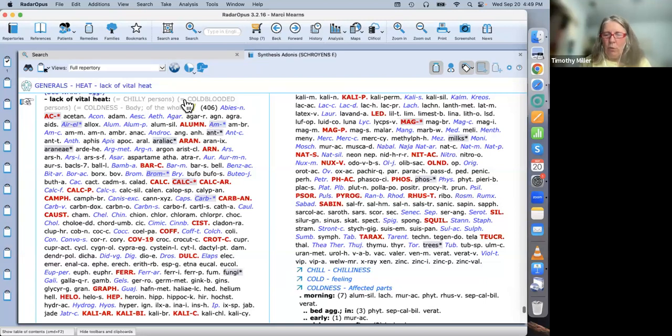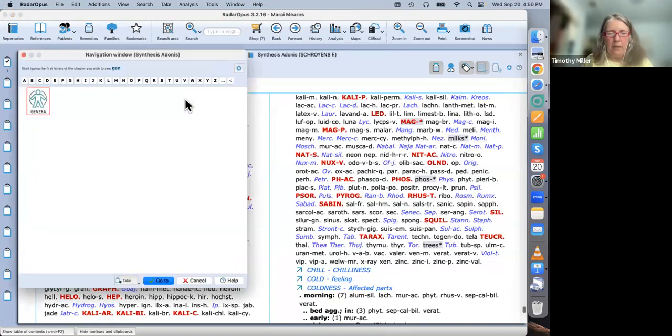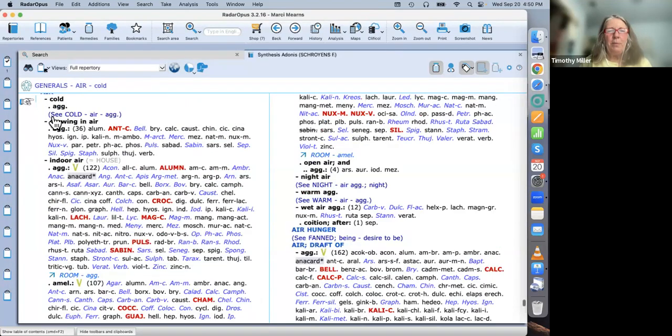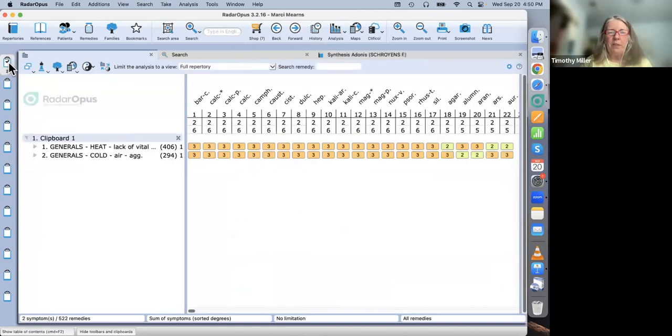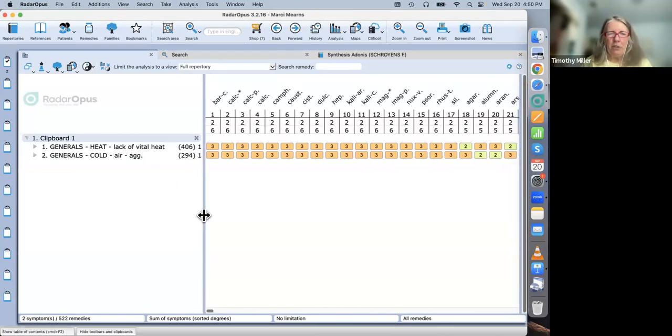And I'm also going to use, what did I think I might also throw in here? Generals, air, cold air aggravates. But look, see, cold air aggravates. I had it backwards, didn't I? Here's cold air aggravates. That would be a chilly person, right? I'm going to stick them also, just using the equal sign, on that same clipboard. So here it is. Here are 2 symptoms, both of which can represent our extremely chilly patient.